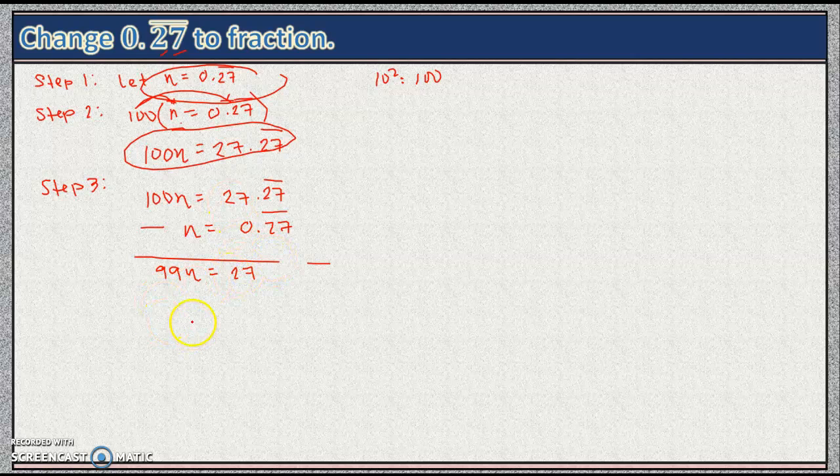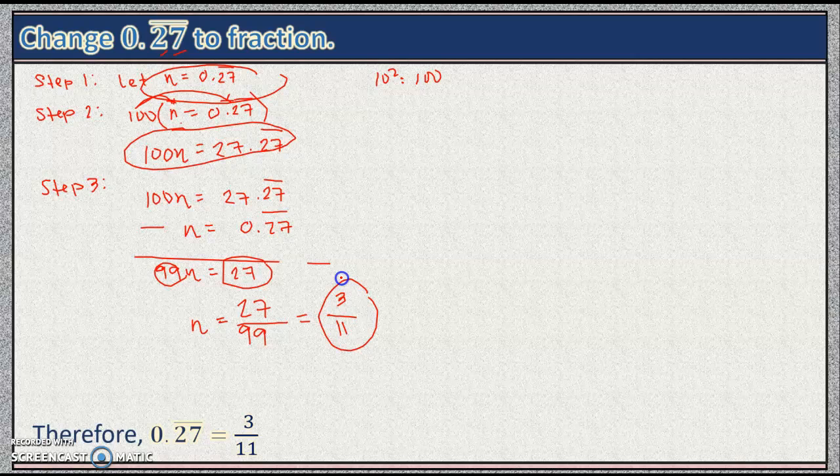So n is, multiply both sides by 1 over 99, so it is 27 over 99. Then simplify. Divide by 9: 27 divided by 9 is 3, and 99 divided by 9 is 11. So the answer is 3 over 11. Therefore, 0.27 with bar above is 3 over 11.